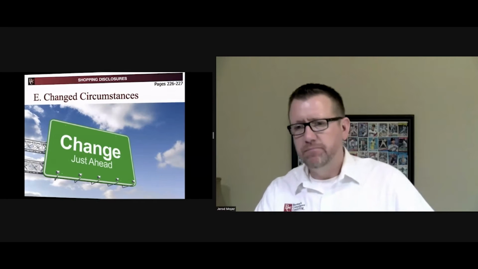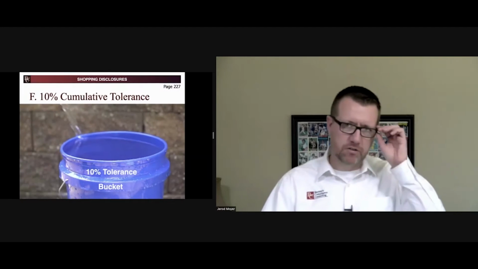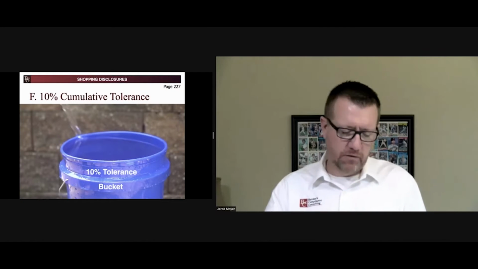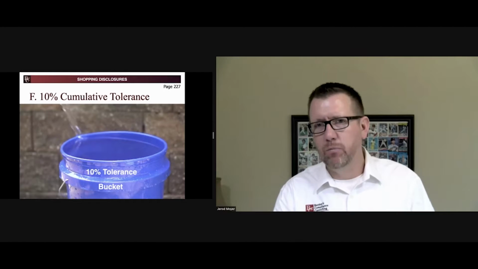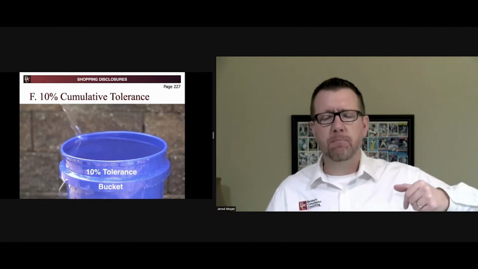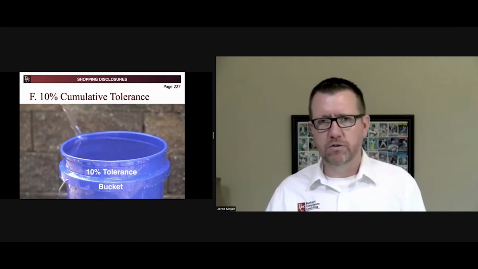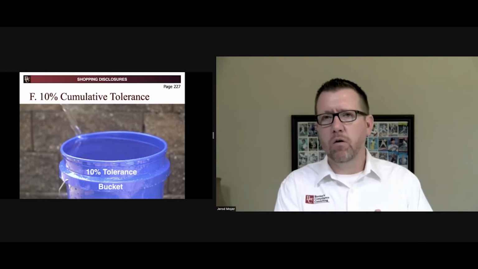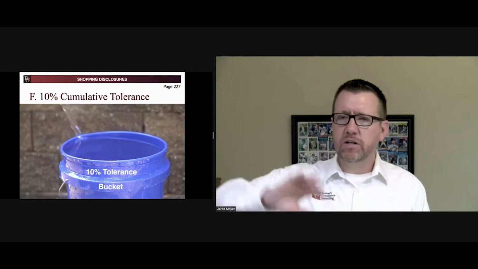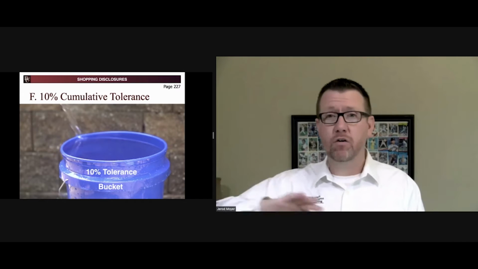Letter F, 10% bucket charges. So remember, the 10% bucket is all about third-party services required by the lender where you afford them the opportunity to shop, and then government recording charges. Collectively, when disclosed on the loan estimate, let's say they're $1,000, when you get to the closing disclosures, they can go up to $1,100, no question.